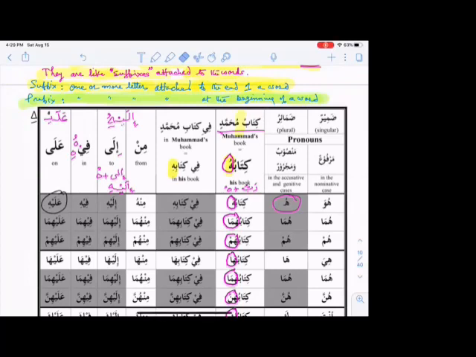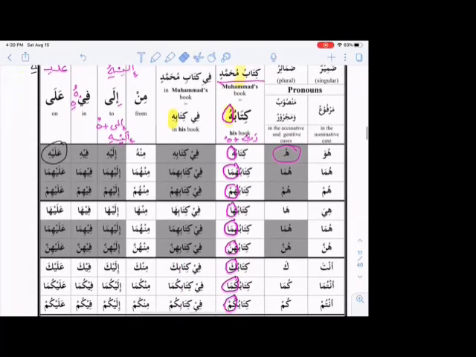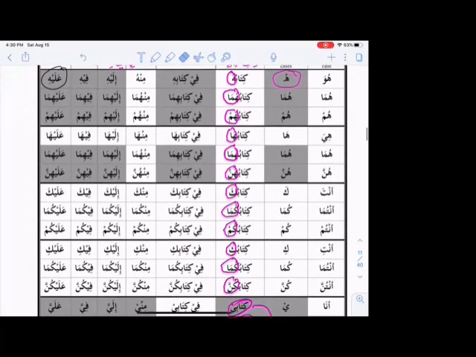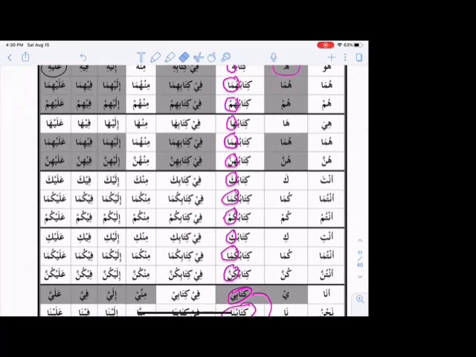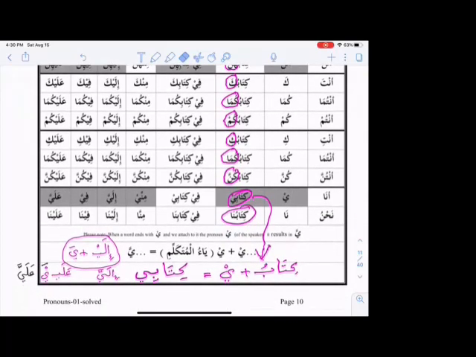Doesn't matter. Alayhi, alayhima, alayhim. No change. Alayha, alayhima, alayhinna. Alayka, alaykuma, alaykum. Alayki, alaykuma, alaykunna. And then, my brothers and sisters, sing with me. Alayya, alayna. Inshallah, you'll remember.